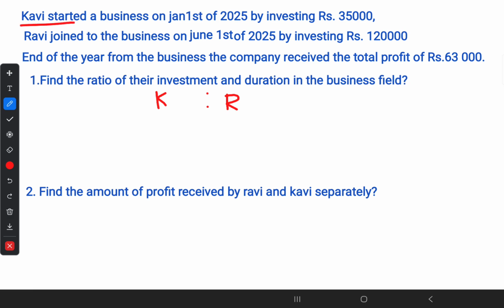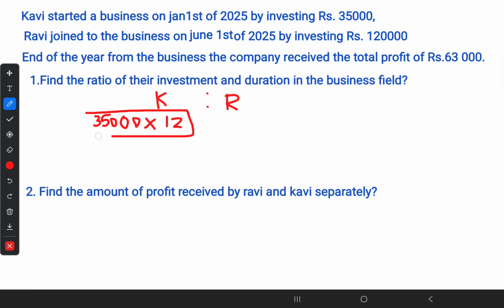Kavi started the business by investing 35,000 rupees. So 35,000 should be multiplied with the duration. That is also a key factor. There are two key factors: duration and investment. Investment is 35,000. She started the business on Jan 1st, so until the end of the year she stayed in the business. That means totally 12 months. She is in the business for 12 long months.